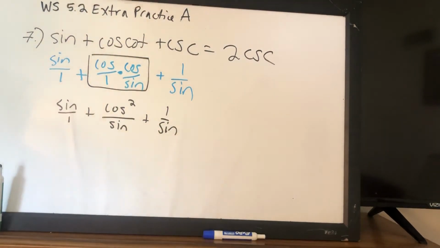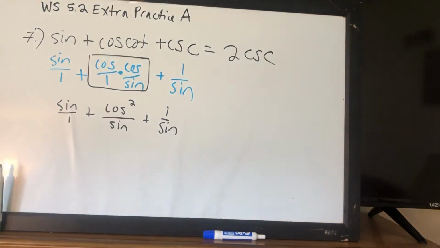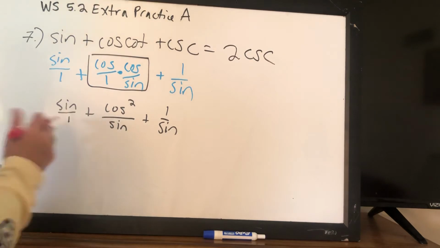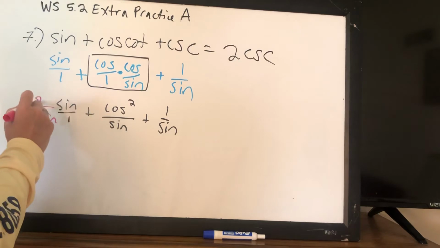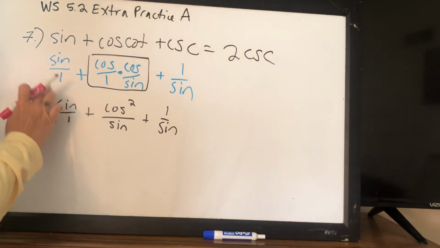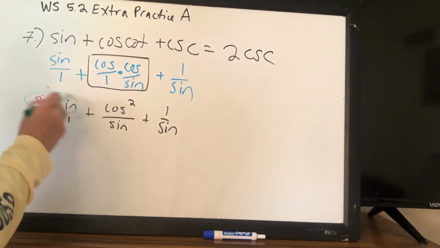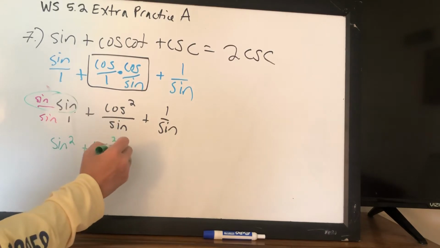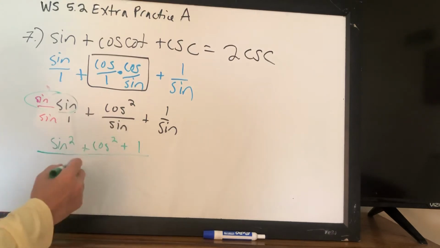Now, obviously, guys, in order to make it look like that, I have to smush them all together. In order to add them all, they have to have what? Good, a common denominator. So we're going to have to change this one to sine to match those. Whatever you do to the bottom, you do to the top. So you got to multiply that by sine. So there is our new one. We've got sine squared, cosine squared, plus 1, over common denominator.